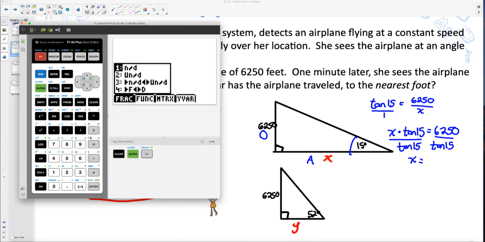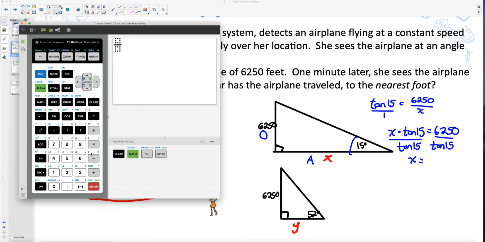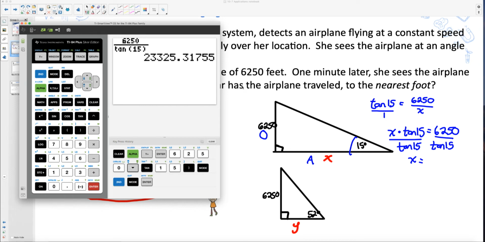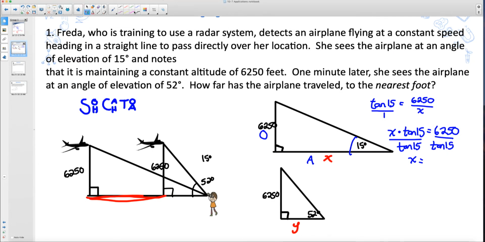Okay, so y equals numerator over denominator, and let's go ahead and substitute that in. 6250 divided by tan of 15 degrees. So I want to make sure I'm in degree mode. I am, yep. Okay, and then hit enter. So 23,325 feet. Okay, so let's just write that out. 23325.317 dot dot dot.